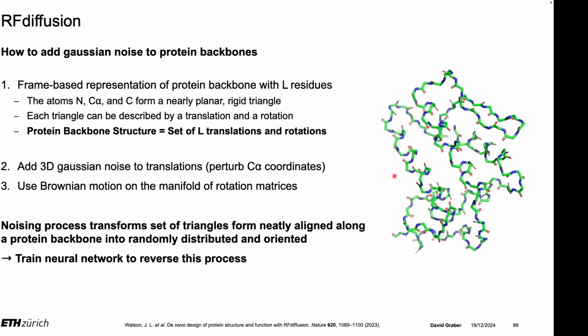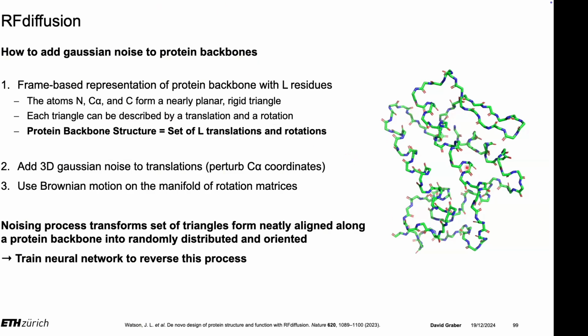So we have to talk about how we can now add Gaussian noise to a protein backbone, because the model operates not on entire proteins, but on protein backbones, and more specifically on the frame-based representations of the protein backbone. And these frames are these triangles that I talked about that all amino acids have in common, of these N, C alpha, and C atoms, which form a nearly planar rigid triangle. And these triangles are connected to each other to form this backbone chain of the protein, right?